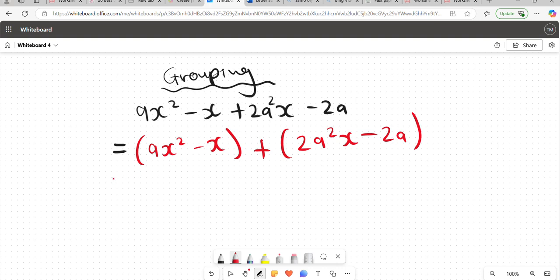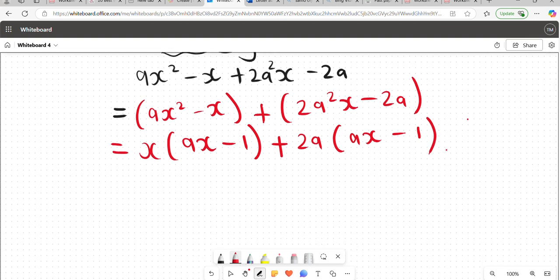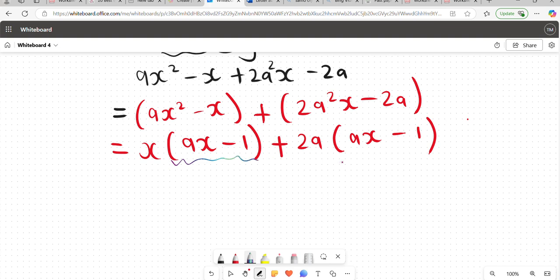Now that I've grouped them, I take out my common factor. In this case, it's an x. So the x goes outside of that bracket, and I'm left with this. And in the second one, I take out the 2a as my common factor, and I'm left with just ax minus 1. Then 9 times out of 10, your common bracket should be popping up. You guys noticing that? This is a common bracket and this is a common bracket. If that pops up, then you should know that you're doing the right thing.